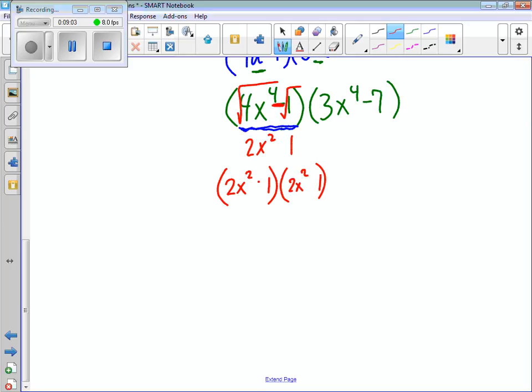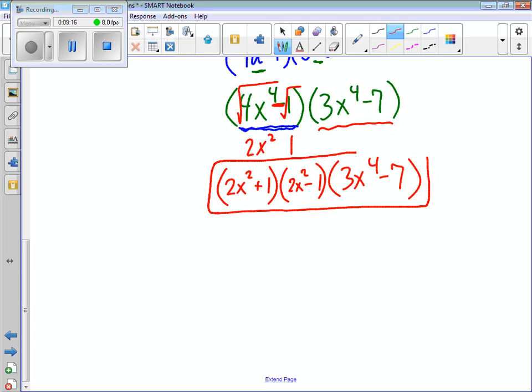This last term over here, because it's a 7 and a 3, I cannot factor that further. They're not perfect squares. And now this is my final answer. 2x squared plus 1 and 2x squared minus 1 cannot be factored down any further. 3x to the 4th minus 7, we cannot factor that any further.